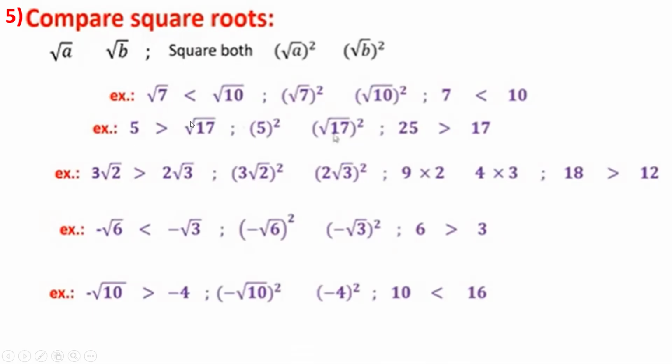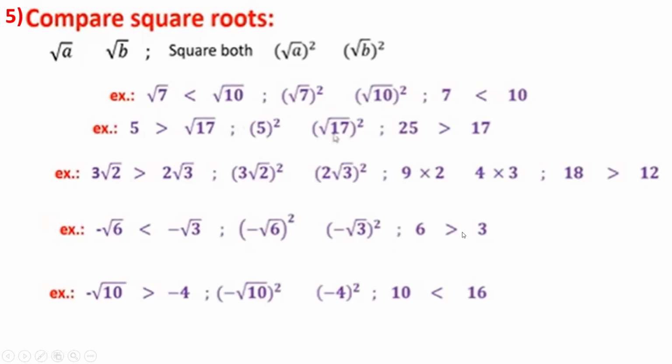The same with 5 and radical 17. I square both. 5 squared is 25. Radical 17 squared is 17. 25 is greater than 17, so 5 is greater than radical 17. This is the same: I square both 3 radical 2 and 2 radical 3 and I compare. This is in the case of positive numbers. While in the case of negative numbers, we know that on the negative side, as we go farther from 0, the number becomes smaller. So after comparing negative radical 6 with negative radical 7, I make them squares.